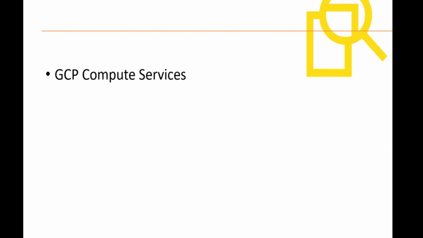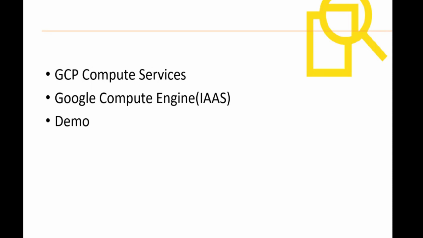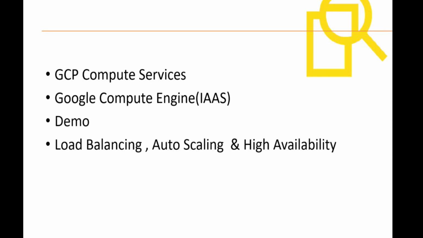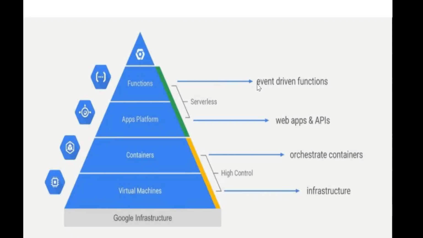For the first time we are moving to GCP services, that is GCP compute services. GCP Compute Engine is infrastructure as a service, which means if I need a particular server, that comes under GCP compute services or GCP Compute Engine, right? Here we have some concepts called load balancing, auto scaling, and high availability. We'll talk about them one by one.